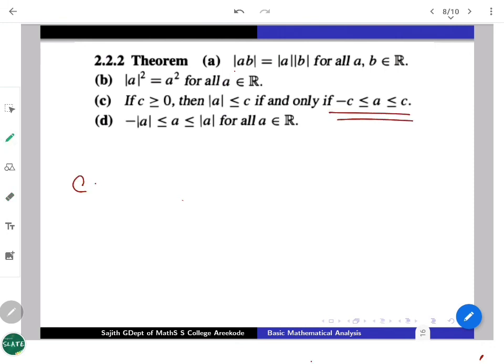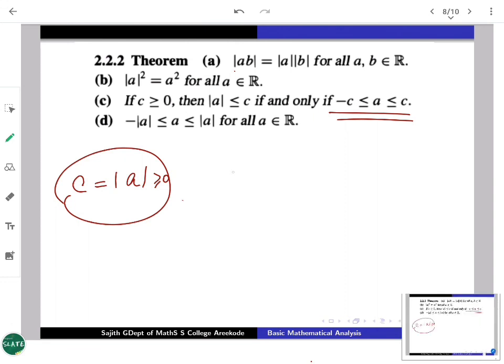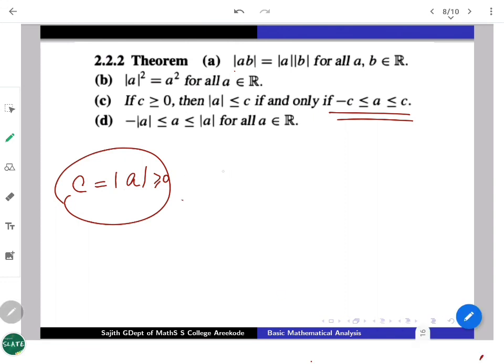Simply put, C equals mod A. Then what about C? C is mod A. Mod A is always greater than or equal to 0, always a non-negative quantity. Just push it on the C part. So I am just replacing C by this: modulus of A is less than or equal to my C always.